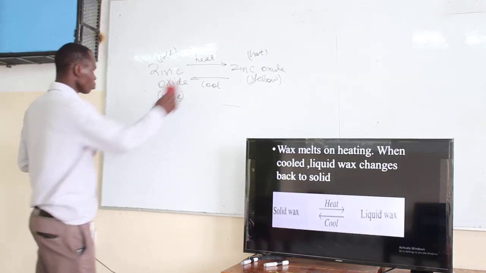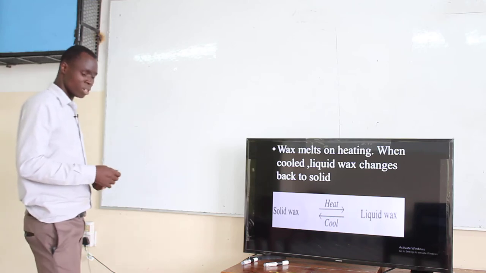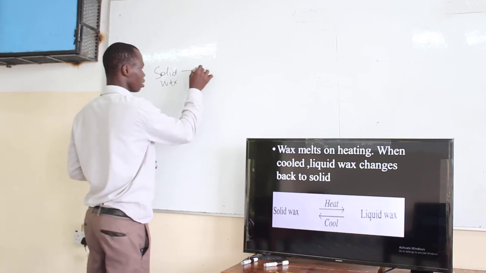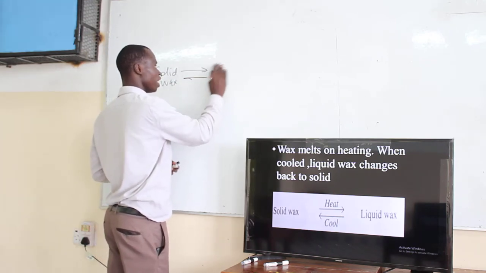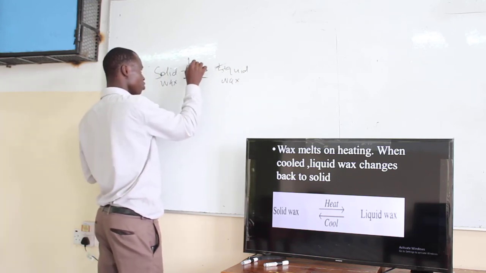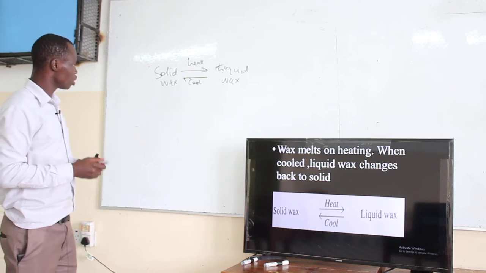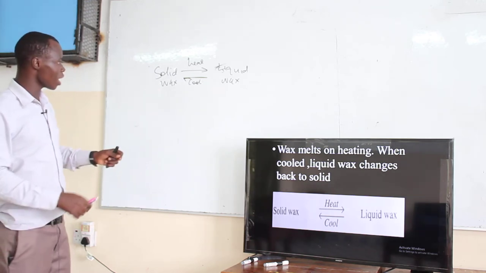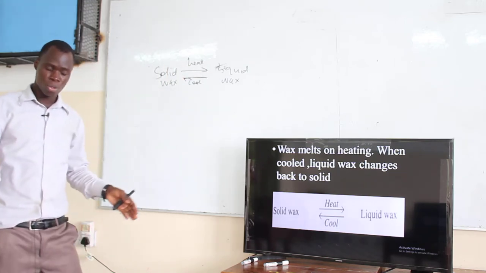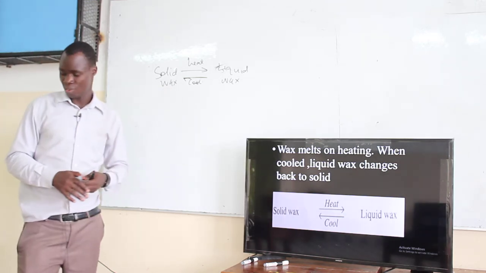Another one we can talk about is wax, just the normal wax you have at home. So we have solid wax, then we have liquid wax. Heat, cool. When you heat solid wax, it changes into liquid wax, but the color does not change. If you leave that wax in the atmosphere for some time, it will just solidify and go back to being wax. No new substance is formed.